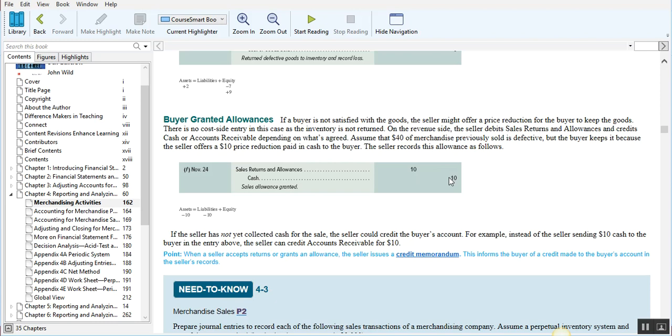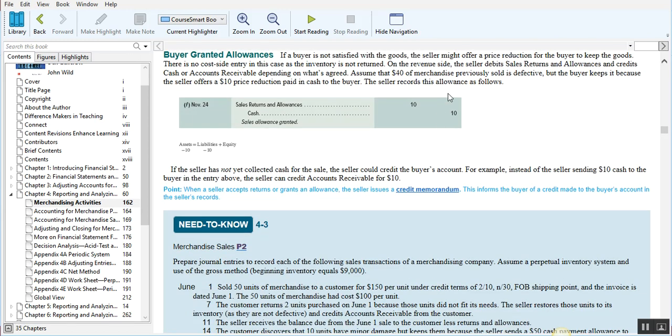That's the revenue side of it. In this case, you're not really returning the goods into inventory, so there would not be a cost side of this. You're just changing the amount of the sales amount because of some difficulty with the product.